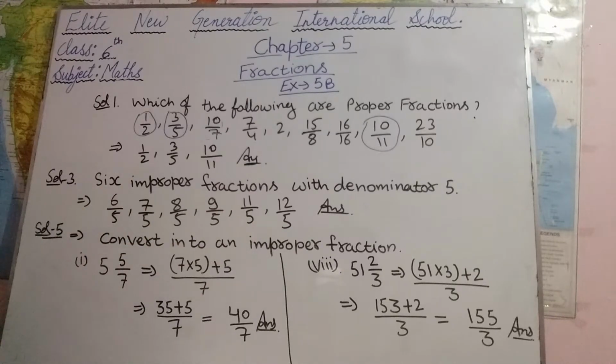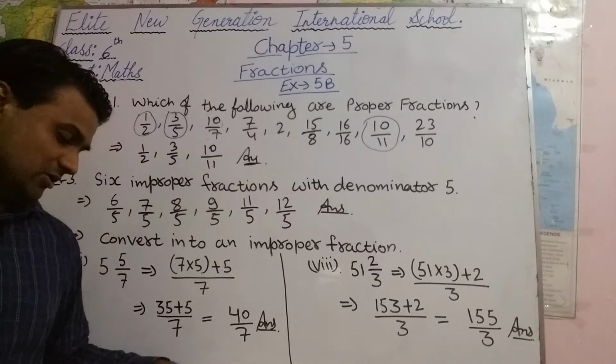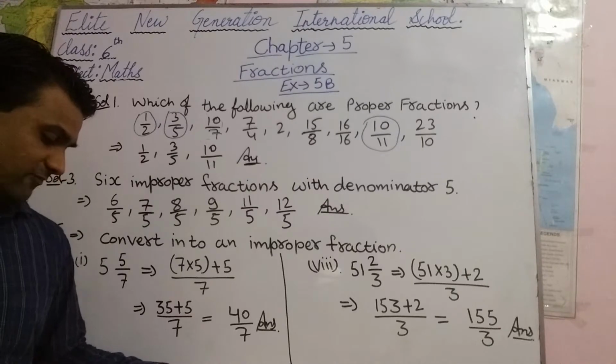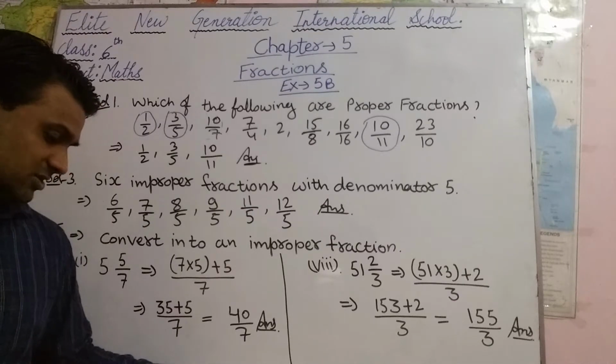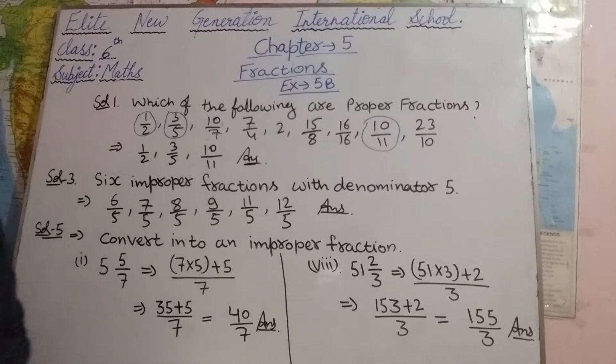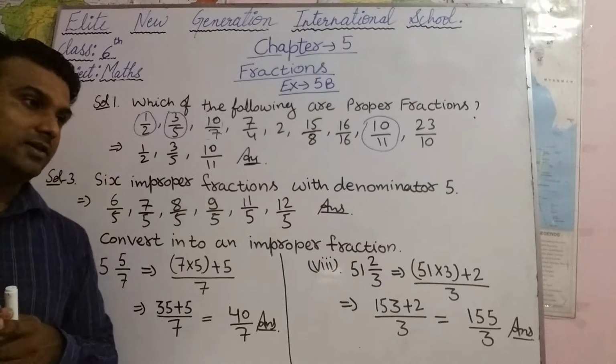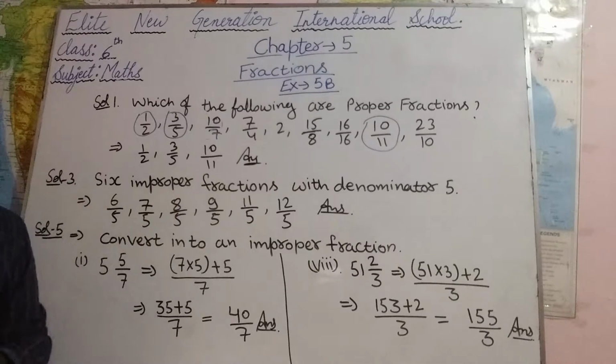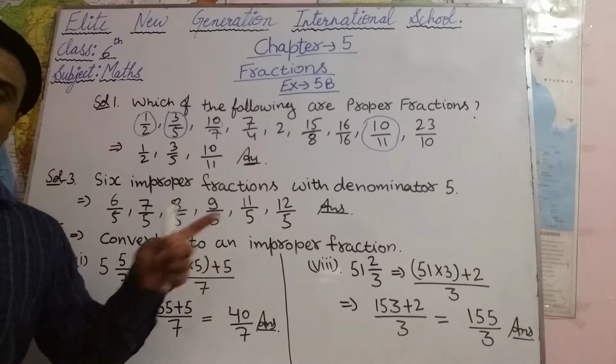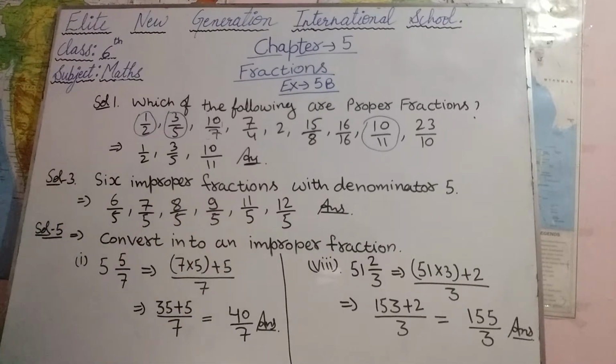So after this question number 4, you can try yourself. Here you have to write 6 improper fractions with numerator 13. So in that case you have to take numerator 13. When you take numerator 13, then the denominator will be lesser, that means 13 upon 12, 13 upon 11 and so on.